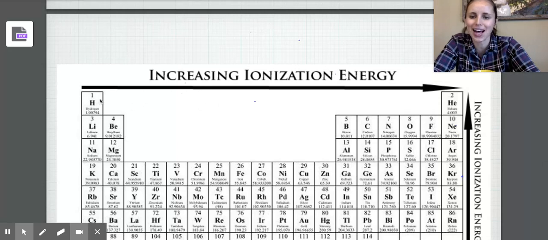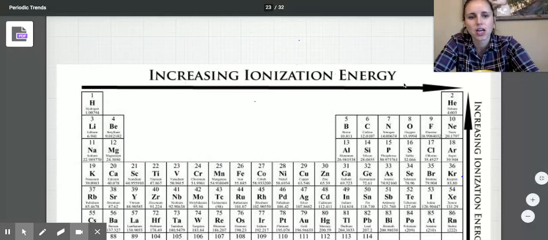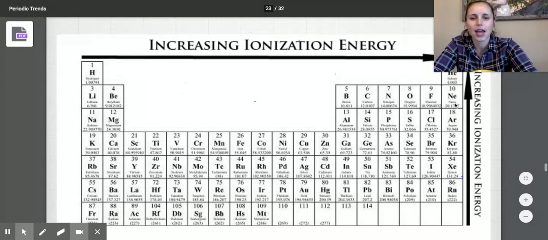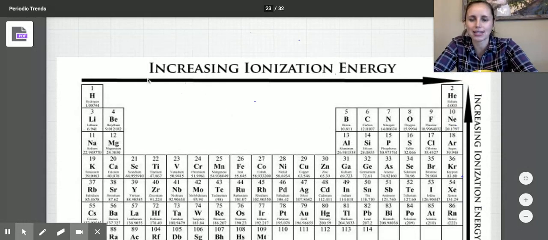If we want to find the highest ionization energy within a row, we want to look at the very end of the row. It is the hardest to remove electrons here. It is the easiest to remove electrons here. So ionization energy is going to be highest here. If we were looking down a column, again, we want to look at the top of a column. That's because electrons are hardest to remove up here and electrons are easiest to remove down here. So if we were looking at increasing ionization energy, it goes this way and it goes this way.